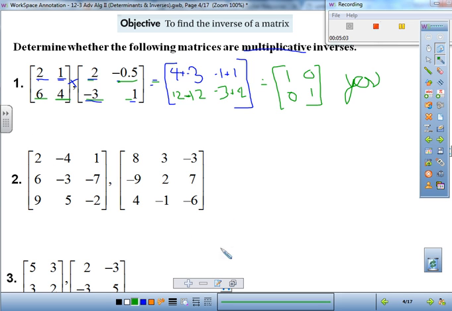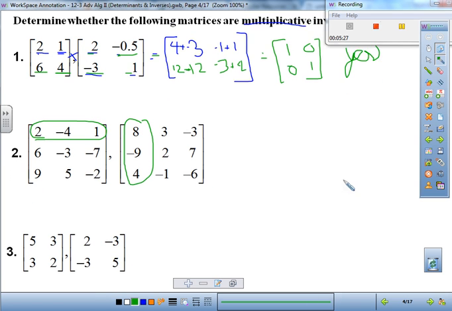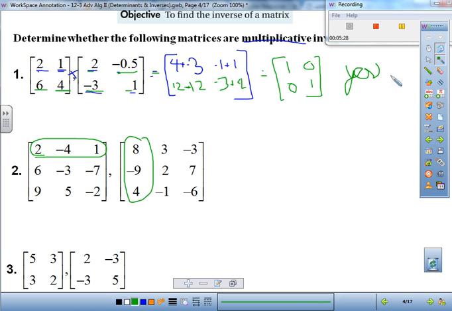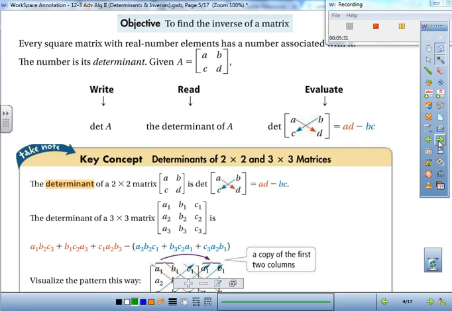We can do the same thing here to check to see if they are inverses. You just have to be a little bit more careful of keeping track of all of your rows and columns. So we would multiply this row first by this column, and so on. Then this column, then this column. Okay, so that's how we check to see if something is a multiplicative inverse.